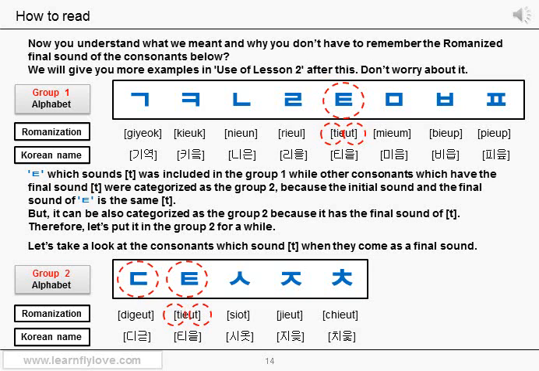But don't memorize them now. The most important thing is they all sound T in terms of romanization when they come as a final sound in a block. But before you memorize them in that way, check out the next couple of pages first, because we want to move 디귿, which sounds D, like D in English, to the group 1, as well as 티읕, which sounds T, like T in English. We'll explain why we want to move them back to the group 1 in a couple of pages. Let's take a look at some examples first.